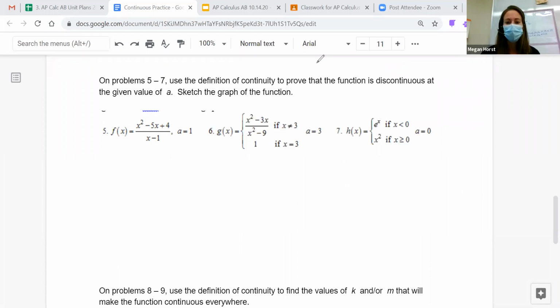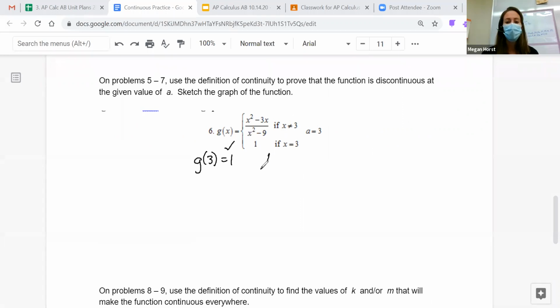All right. For our next one, we're going to look at this guy. So we're starting off with somewhat of a piecewise function. We're told that at g of 3, we get 1. So we know g of 3 is defined. So g of 3 equals 1, so my function's defined. Now let's go ahead and check out the limit as x approaches 3.